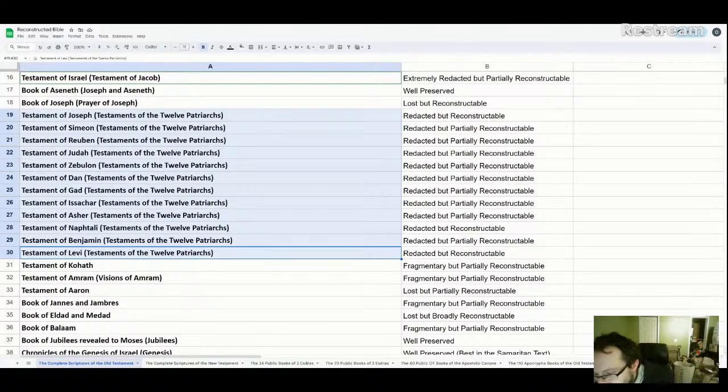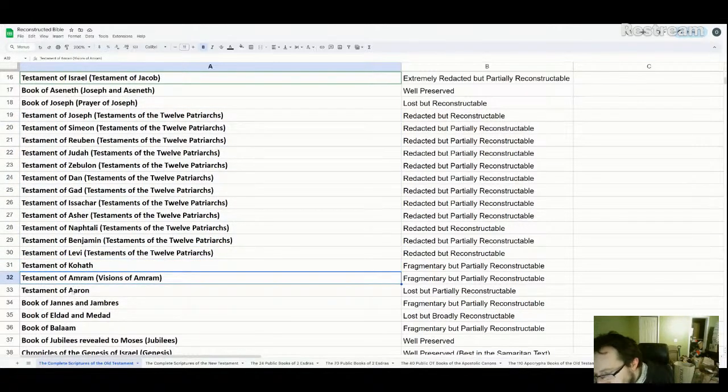Then, if there was a Testament of Kohath, and if there was a Testament of Amram, there almost certainly had to be a Testament of Aaron. You know what I mean? So I believe there was once a Testament of Aaron, and that it is the source of a lot of what we see in the Pentateuch. So I think many stories from the book of Exodus and the book of Numbers were actually derived from the Testament of Aaron.